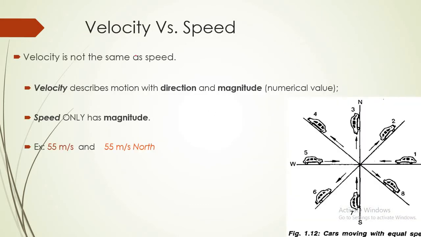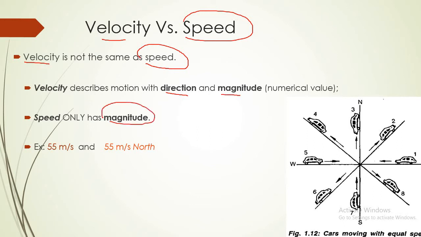What is the difference between velocity and speed? Velocity and speed are not the same. Velocity describes motion with direction and magnitude, while speed describes only magnitude.